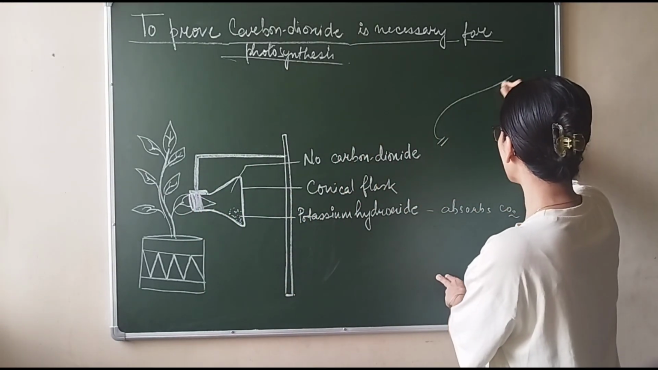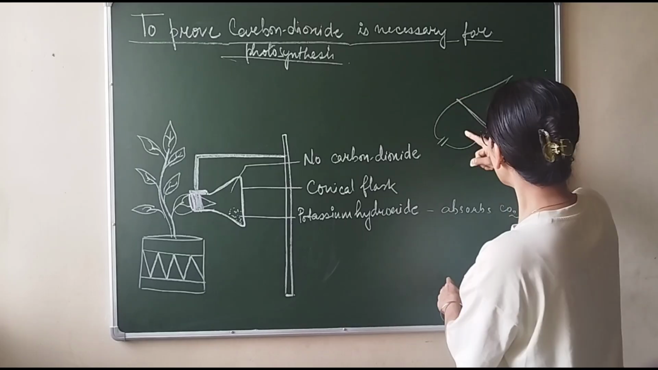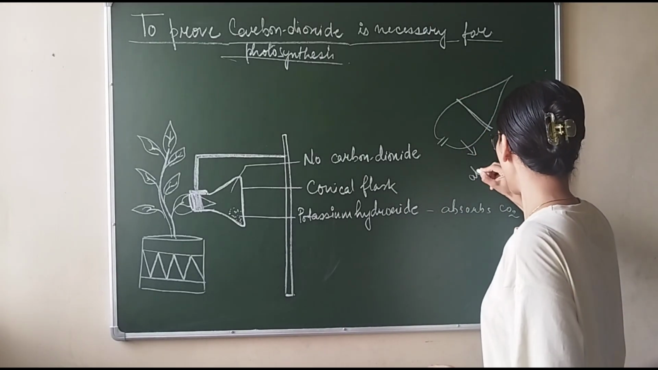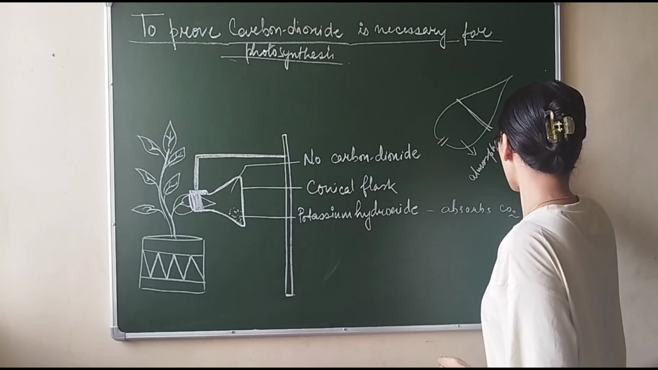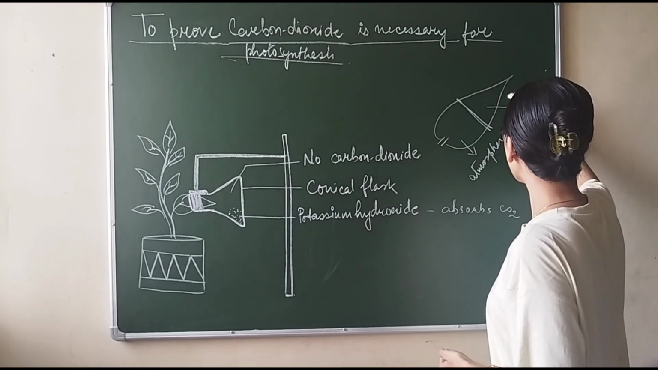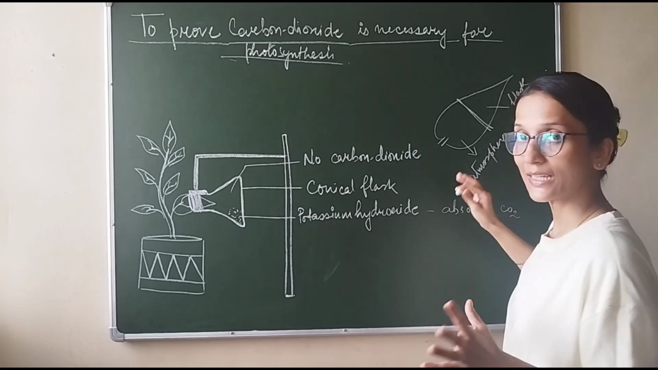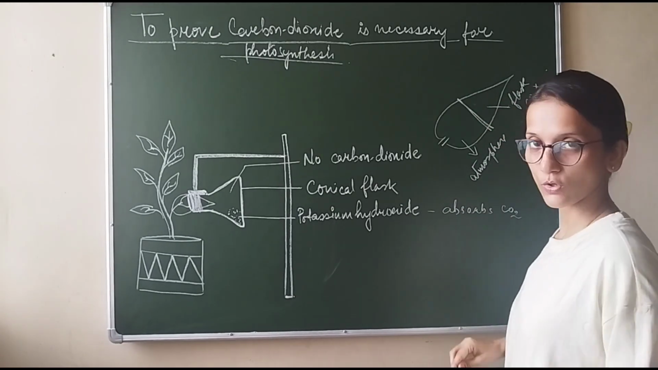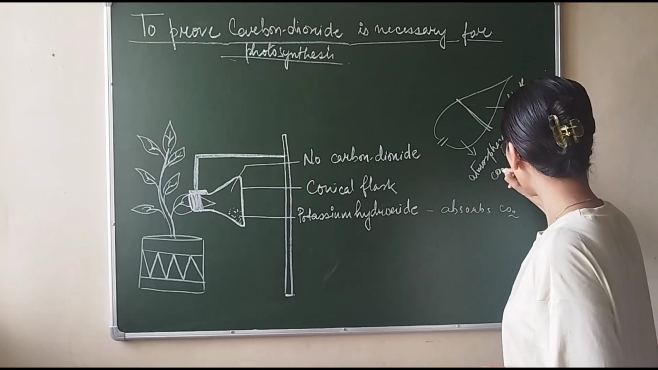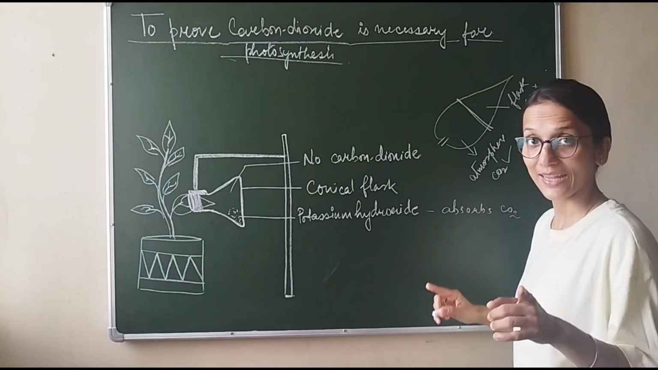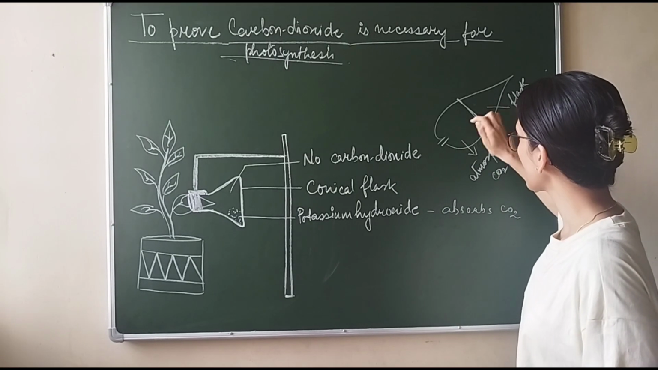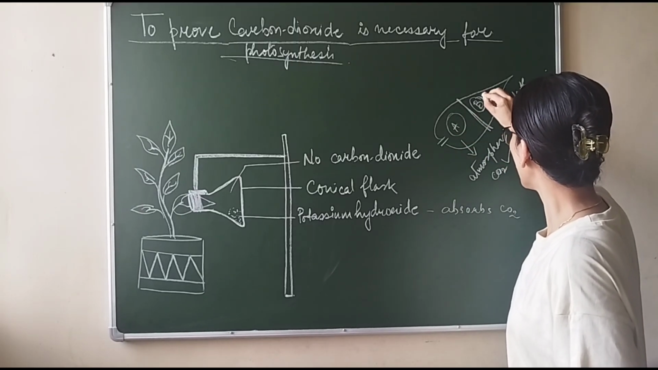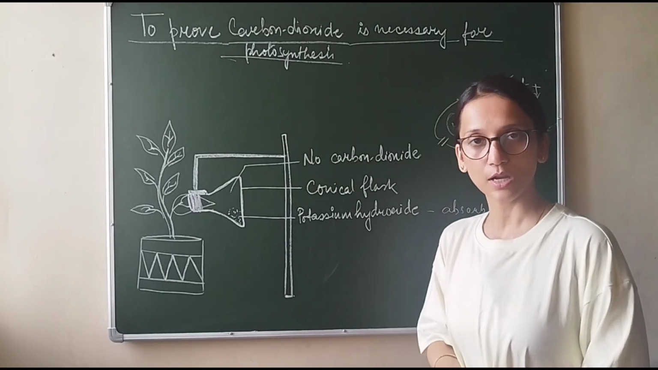So once you pluck the leaf, what do you expect? This is the part of the leaf which was open or which was exposed to the atmosphere, and this is the first part which was in the flask. So indirectly I can say this is the part where there was no carbon dioxide, and this is the part which could access carbon dioxide. Hence in this part photosynthesis will take place in the region A, but in this region B there will be no photosynthesis as there was no carbon dioxide.